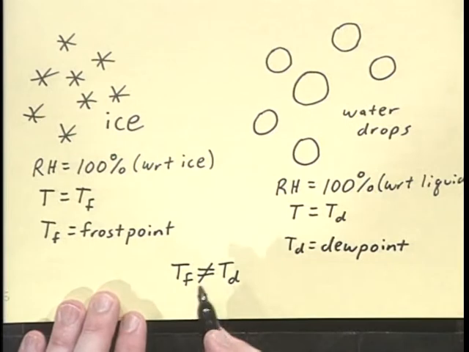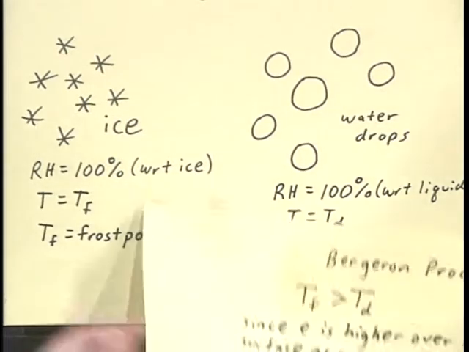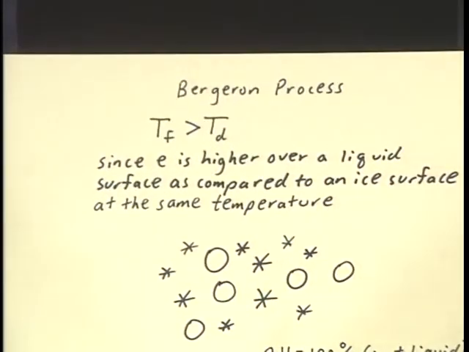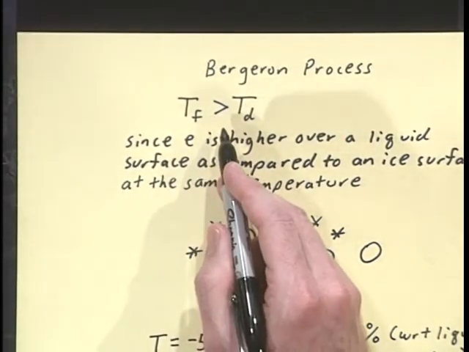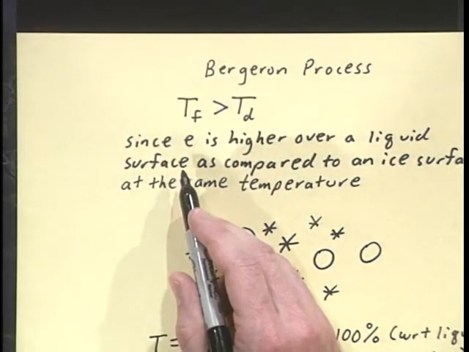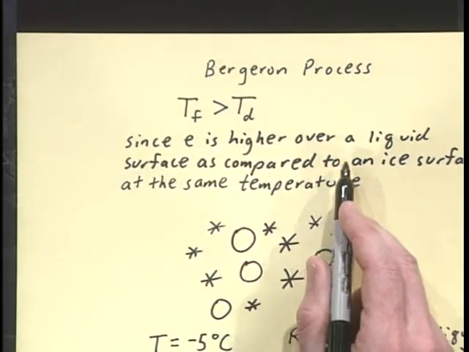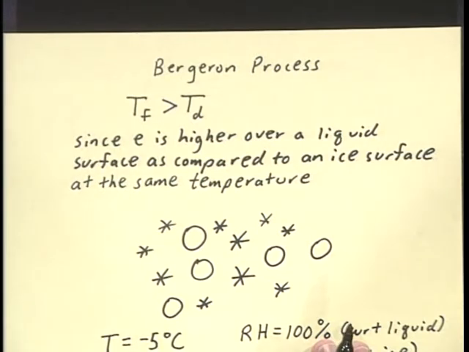What's very important to understand here is that the frost point is not equal to the dew point. So in our Bergeron process here, the frost point is actually going to be greater than the dew point, since E, the vapor pressure, is higher over a liquid surface as compared to an ice surface at the same temperature. That's why the frost point is greater. You don't have to cool it off as much to reach saturation with the frost point as compared to the dew point.